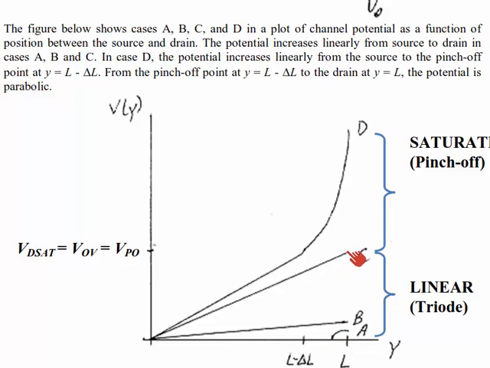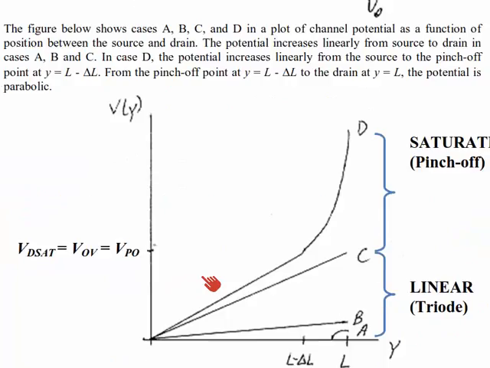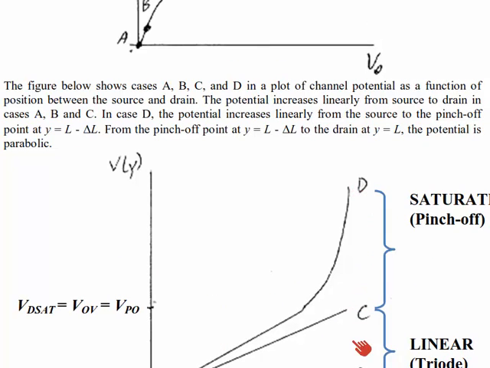In case C, we reach the pinch-off condition. We obtain an overvoltage equal to VGS minus VT at the drain. The channel behaves like a resistor with a linear potential drop. Case A, B, C show increasing current. Look on the current voltage characteristic. Current increases from A to B to C. Going from case C to D is the interesting one.